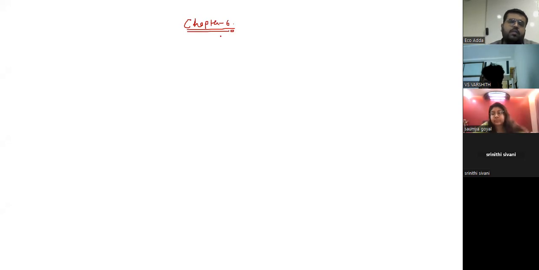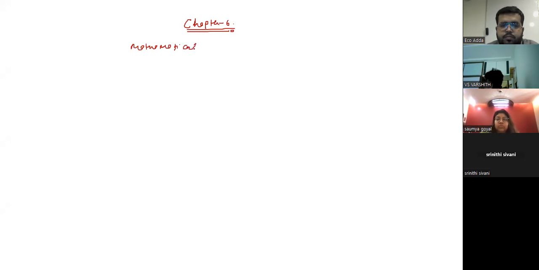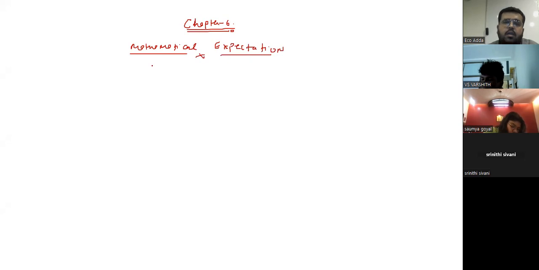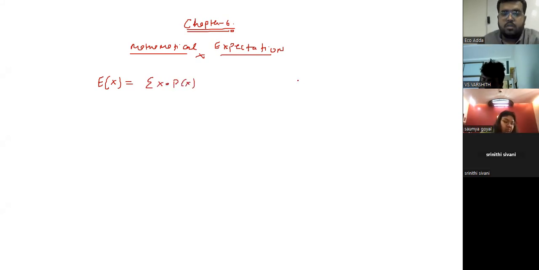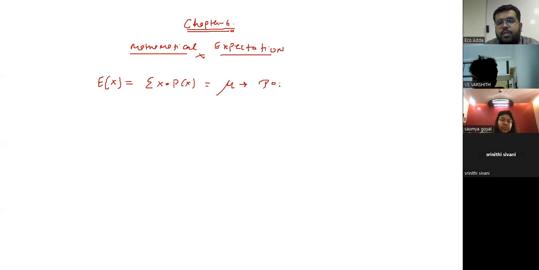Right? And first of all, we are starting with mathematical expectation. In the case of mathematical expectation, basically we want to know the mean or the population mean. How do we represent it? We represent this by E of x, which equals summation x into p of x. This is a formula, and this is also equal to mu, and mu is nothing but my population mean. So E of x is nothing but my population mean.